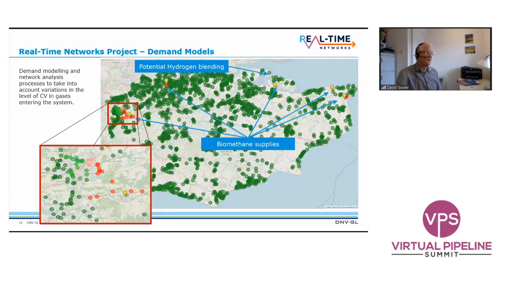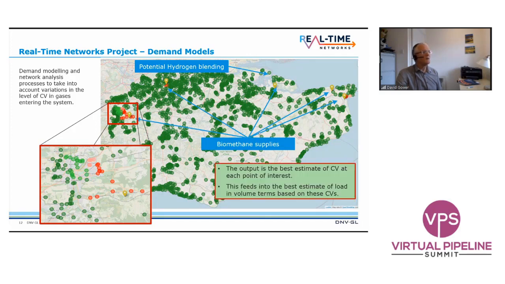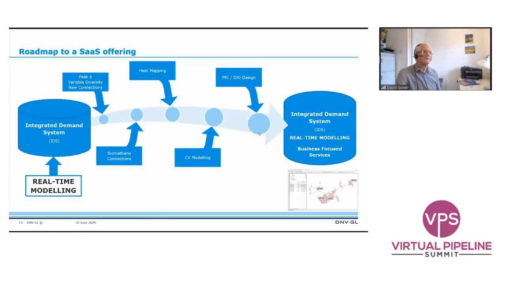So what you're looking at in terms of the dots are the feeds into the lower pressure system. So that's the MP system, the IP systems that feed into the low pressure system. And you can see where that type of gas ends up. So the output, as it says, is CV at points of interest across that system.